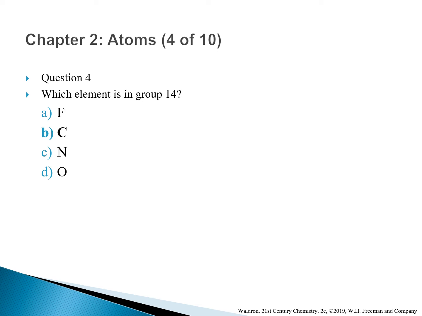The correct answer is B. C for carbon. Carbon is a group 14 element, and your choice A, fluorine, is in group 17. Your choice C, nitrogen, is a group 15 element, and then your choice D, oxygen, is in group 16. Only choice B, carbon, is in group 14.